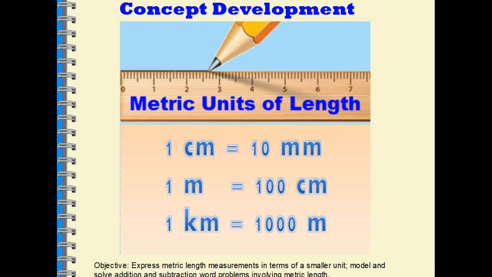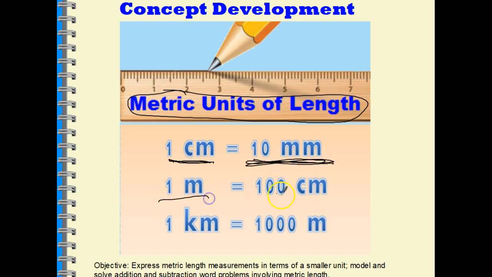Alright, so here's something I want you to write down in your notebook also, and label it metric units of length. 1 centimeter equals 10 millimeters. 1 meter is 100 centimeters. 1 kilometer is 1,000 meters. Write that down, please.